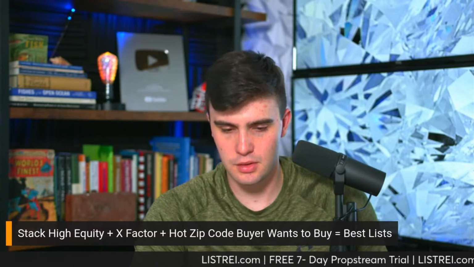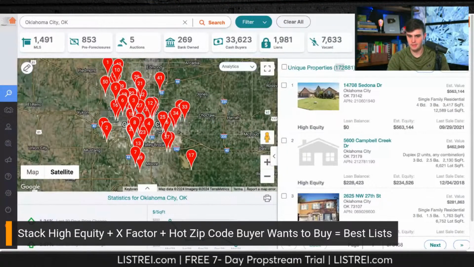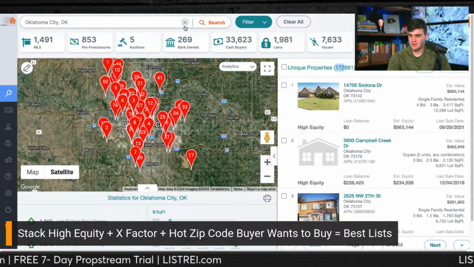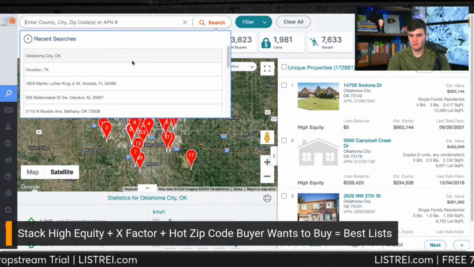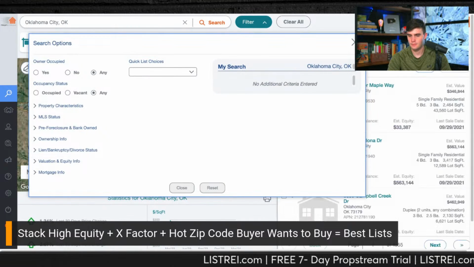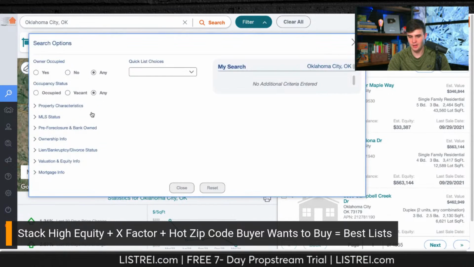All right, let's share it right here, what I mean by this. Let's say, for example, that we want to filter this out. So what I'm going to do is go back into Oklahoma City. Let's remove my filter out of here. And actually, no, add the high equity back.